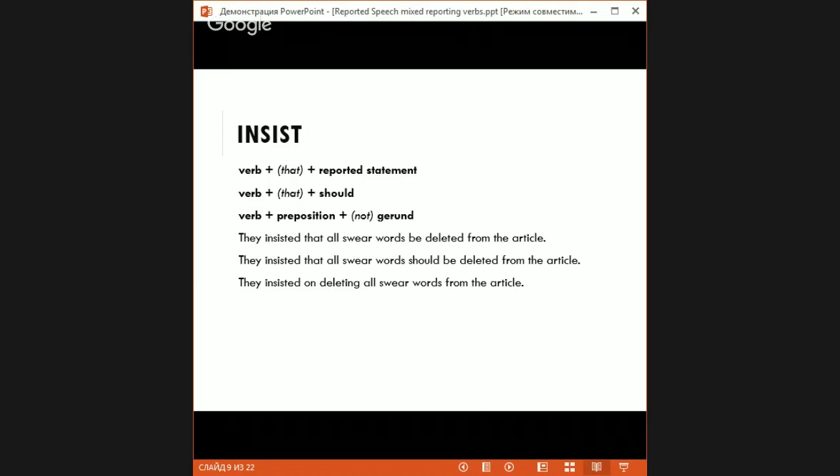Insist. After insist, we can use reported statement, or we can use should, or we can use preposition on and gerund. They insisted that all swear words would be deleted from the article. Sorry, I lost would. They insisted that all swear words should be deleted from the article, or they insisted on deleting all swear words from the article. Sounds fine too.